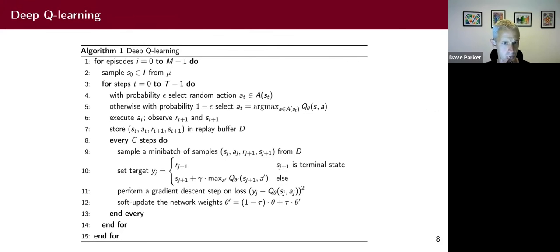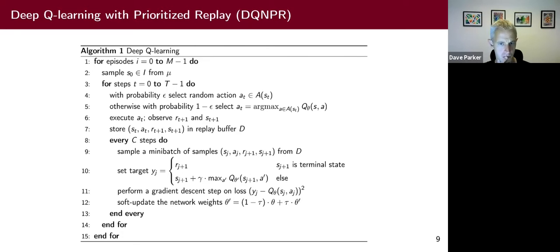Without going into further details, it should also be mentioned that another important aspect is the so-called target network, which means that the network which is used to compute the target is not identical to the network used to generate samples, but it is an older version of it. This modification makes deep Q learning more stable.